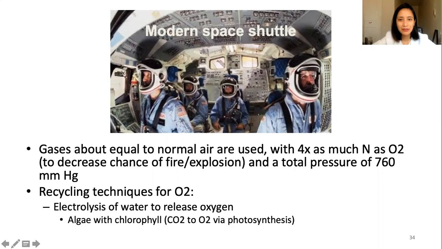So inside the modern space shuttle, they recycle the oxygen so that there's a constant supply of oxygen for the astronauts. And this is done by electrolysis of water to release oxygen. No? They use algae, no, with chlorophyll.